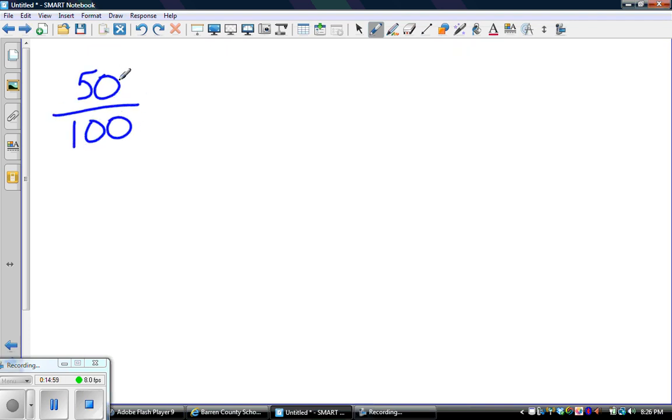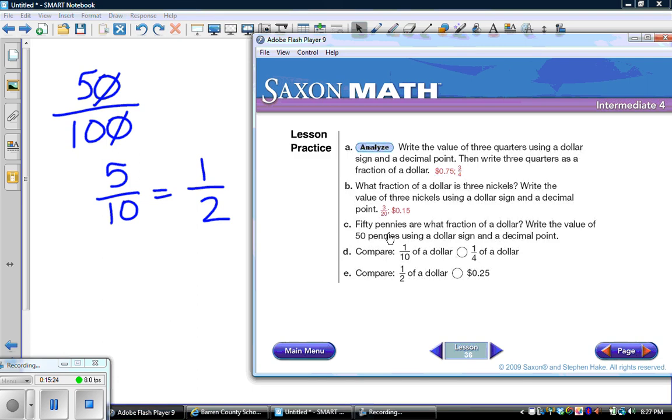And whatever if I have a 0 on the top, just one, and I have 1 0 on the bottom, I can mark that out. 1 and 1. I can't mark out 1 and 2. It has to be the same thing that I'm marking off, okay? So now we've got 5/10, but that's still not the best thing to say. If you have 5 out of 10, that's the same as saying 1/2, isn't it? Okay? So write the value of 50 pennies using a dollar sign and a decimal point. That would be 0.50 with your dollar sign.